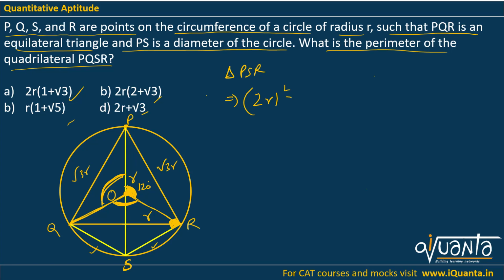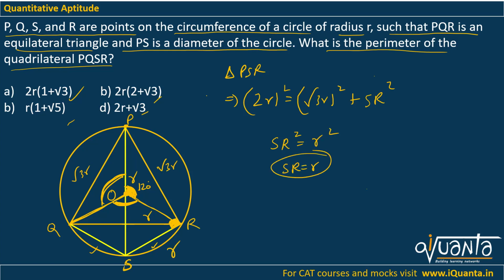So 2R square will be equal to PR square, that means root 3 R square, plus SR square. If I solve this, I will get SR square equal to 4 square minus 3 square, that means R square, which gives me SR equals R. Okay, so now I have SR equal to R, so QS will also be equal to R. I can easily find out the perimeter of PQSR, which will be equal to root 3 R plus root 3 R plus R plus R, which gives me 2 root 3 plus 2, times R, which is equal to option A. Option A will be the correct answer.